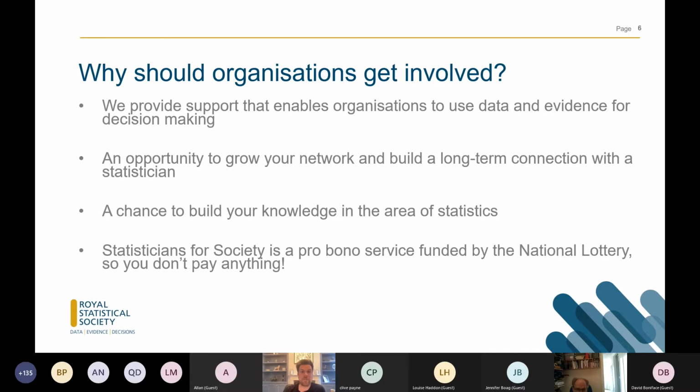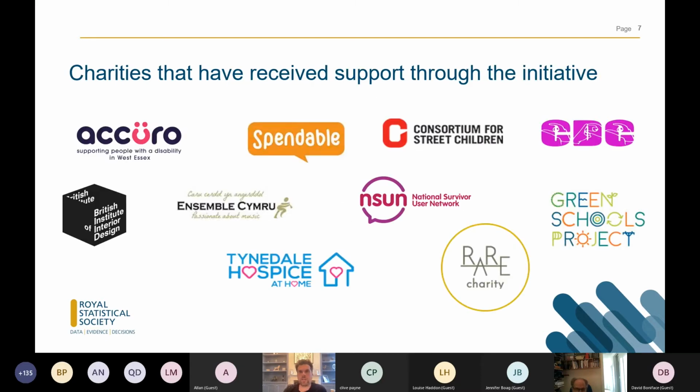And the main thing, I think, from the charity's point of view, is it's a pro bono service funded by the National Lottery. So you don't pay anything for this. It's a great opportunity to get somebody in with high levels of skill to offer you a service that you may ordinarily not be able to get. Here's a selection of the charities that have received support through the initiative, and we've worked with lots of charities during this.